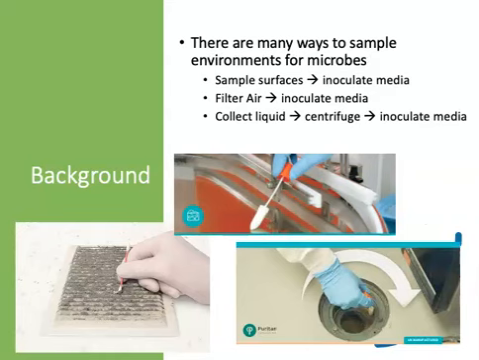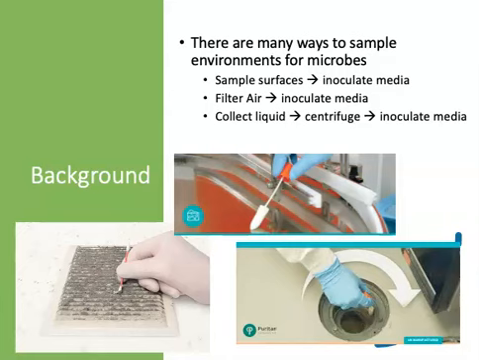When we go out to sample environments like this, there are actually many ways that we can achieve that sampling. We can take samples of surfaces and use that material to inoculate media. We can also take filtered air samples and use the filters to inoculate media. And finally, we can use the liquid that comes from that particular environment, like recreational bodies of water or water treatment facilities. We can centrifuge the liquid, and we can use what's left to inoculate the media.